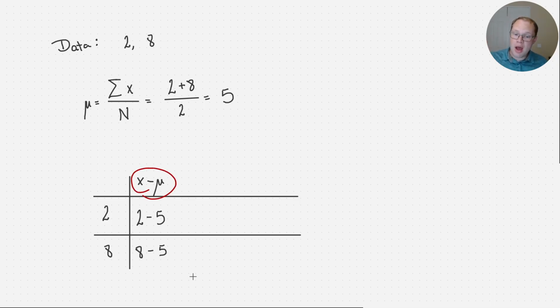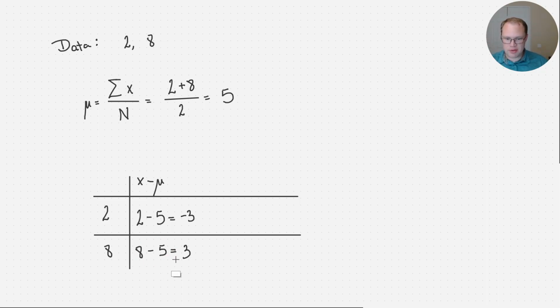We want to know how far each data value is from the mean. How much does it deviate from the mean? So 2 minus 5 is negative 3, and 8 minus 5 is positive 3. What does that tell us? 2 minus 5 is negative 3, so the number itself is the distance: 2 is 3 units away from 5. The negative tells us a direction. The negative says this is 3 units below the mean. It's smaller than the mean.